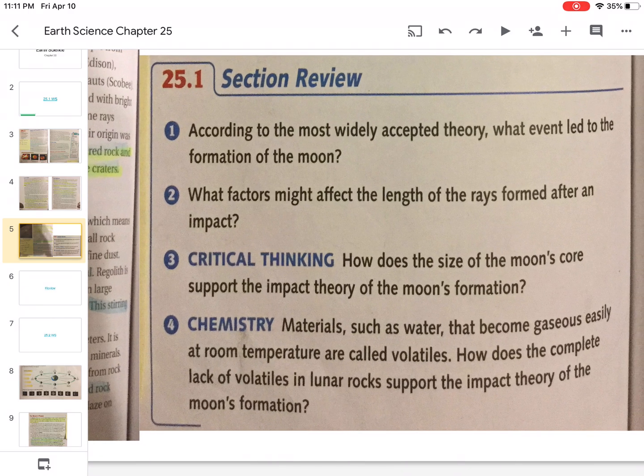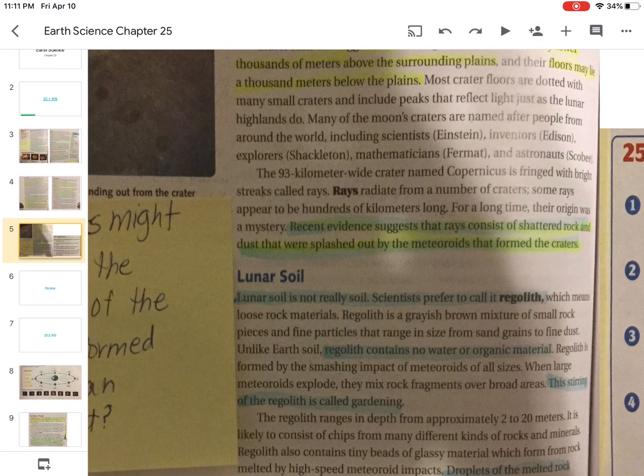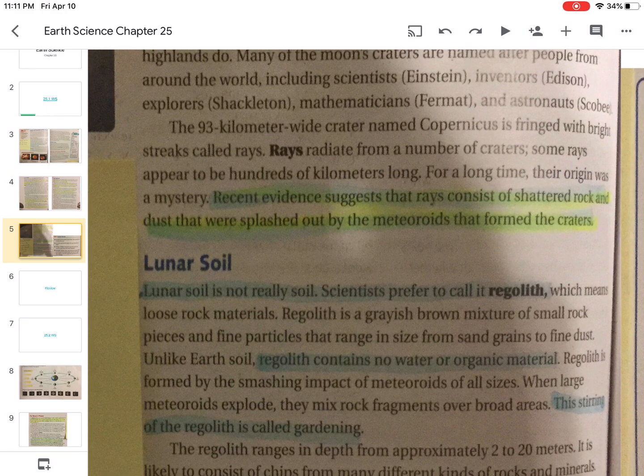What factors might affect the length of the rays formed after impact? If you look at page 560, you'll see that rays is in bold. Rays radiate from a number of craters. Some rays appear to be hundreds of kilometers long. For a long time, their origin was a mystery. Recent evidence suggests that rays consist of shattered rock and dust that were splashed out by the meteoroids that formed the craters.